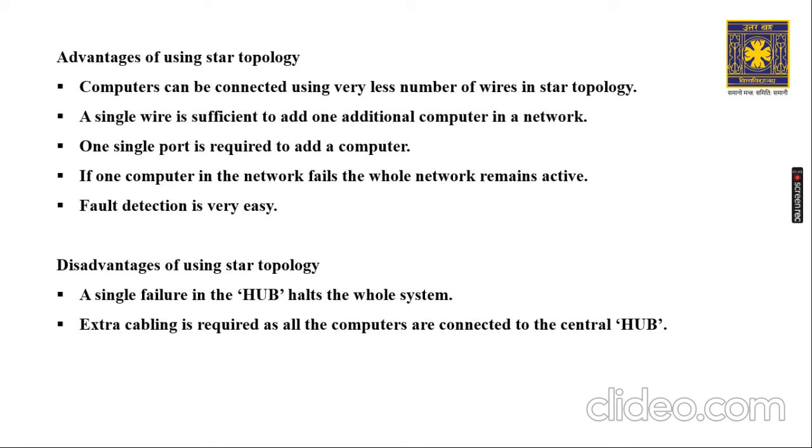Now there are various advantages and disadvantages of using star topology. Let us start with the advantages. You can see in that image that computers can be connected using very few wires in star topology, because if you have 5 computers, you need only 5 pieces of wire. If you have 6 computers, 6 pieces of wire. So very few wires are required. A single wire is sufficient to add one additional computer to the network. If you want to scale up the network, you need just a single wire and one single port to add another computer. If one computer in the network fails, the whole network remains active, because only that computer will go down, others will remain active.